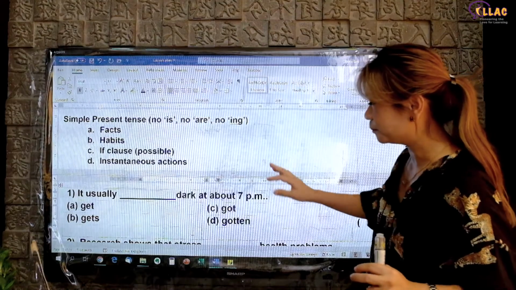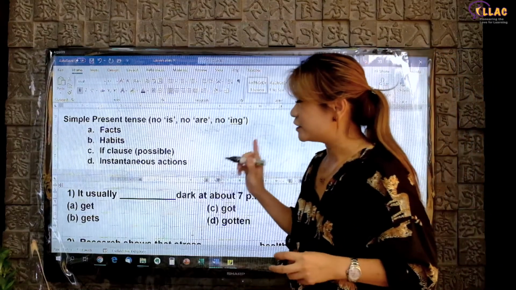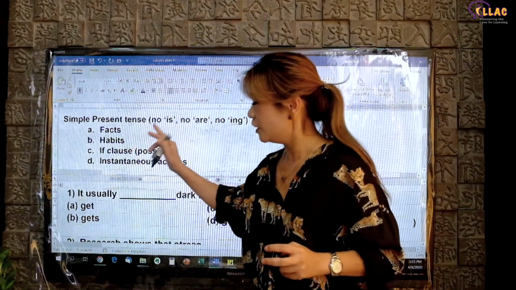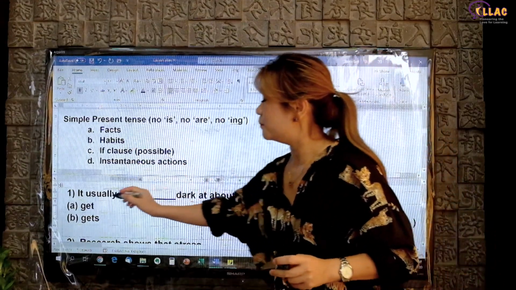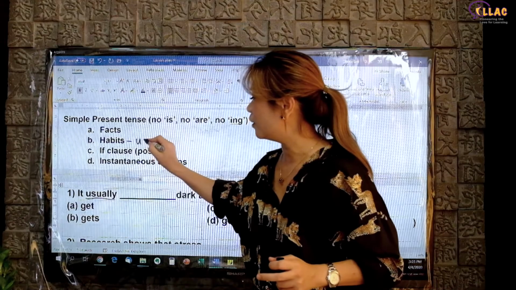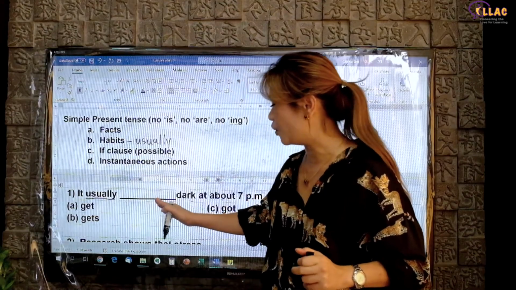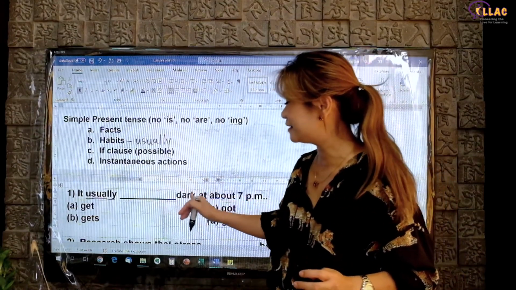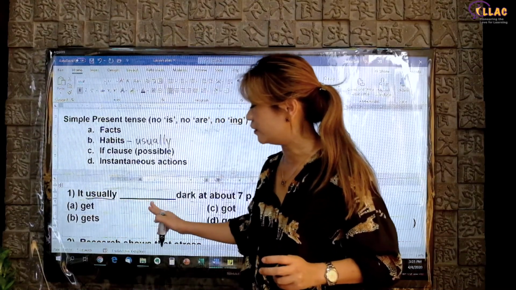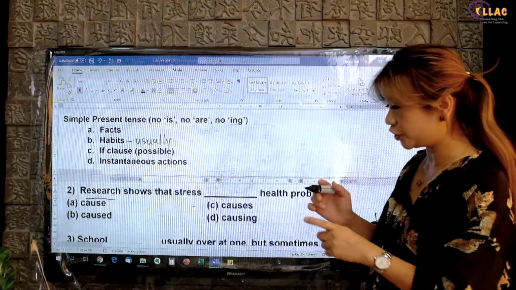Okay, let's look at an example. It usually gets dark at about 7 p.m. Okay, where is the clue over here? Remember, simple present tense, you use it whenever there are habits. How do you know that an action is a habit? Because there's an adverb of time that is used. In this case, usually. So a habit also involves the word usually. The usually describes that this is always happening. It usually gets dark. How do I know that there must be an S? Because of subject-verb agreement, singular subject, singular verb, gets. Answer B.